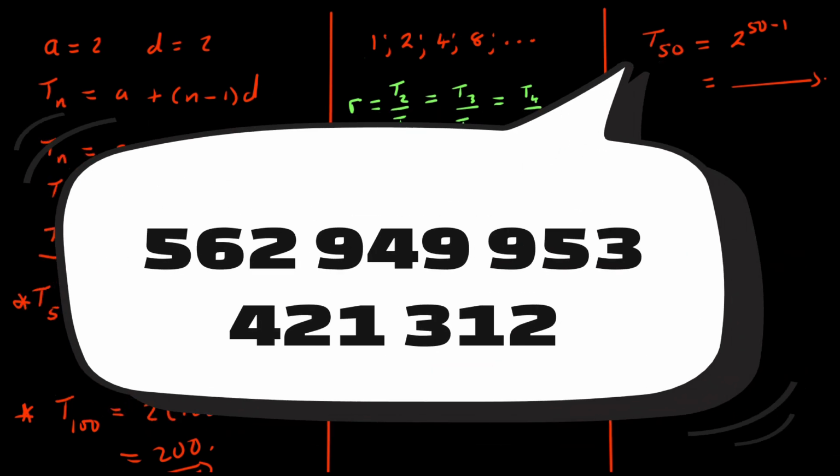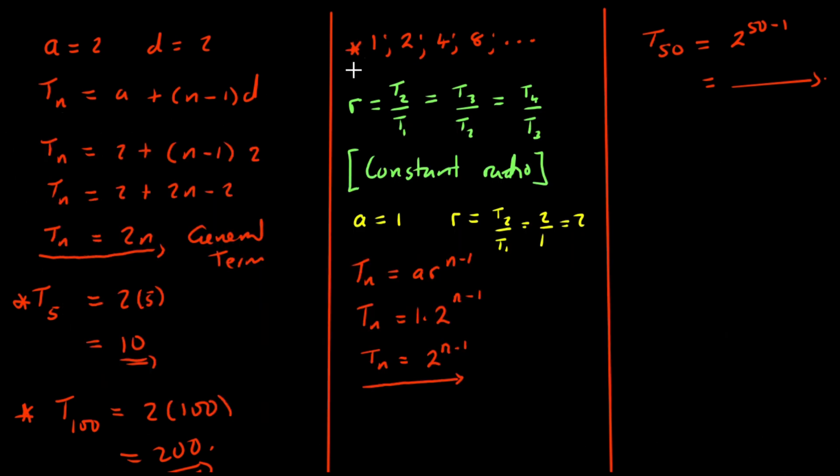The bottom line here is that whenever you are given sequences and series, you need to know whether you are dealing with an arithmetic or a geometric. So the two parts that we have looked at are arithmetic and geometric.